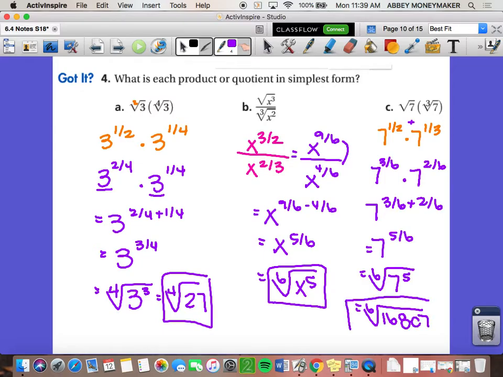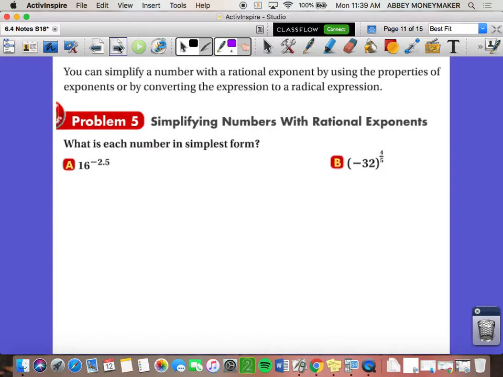16,807. And we're going to leave that just like that. So if you're multiplying or dividing with the same base, all we're going to do is get a common denominator so we can either add or subtract those exponents. Now, moving away from variables, let's talk about how we would simplify the number using our exponent laws.